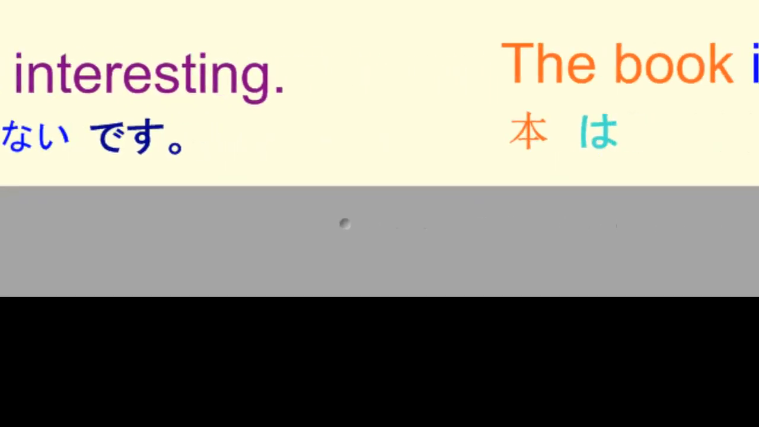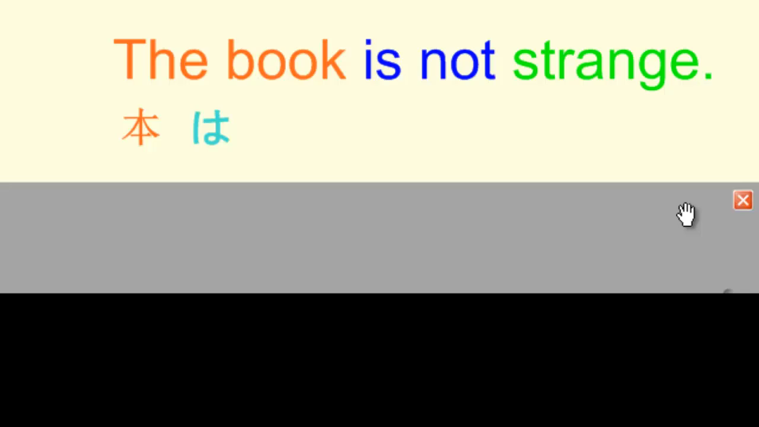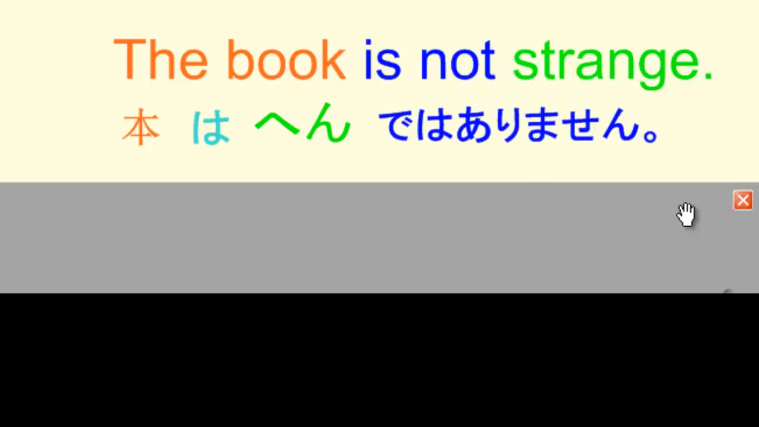On the other hand, with a na adjective, hon wa, we're going to put not strange. So we need to bring strange back. And there it is. Now, strange itself cannot change. The only thing that can change is the desu on the end. So we're going to use the negative form of desu, which is dewa arimasen. The book is not strange. Hon wa hen dewa arimasen.